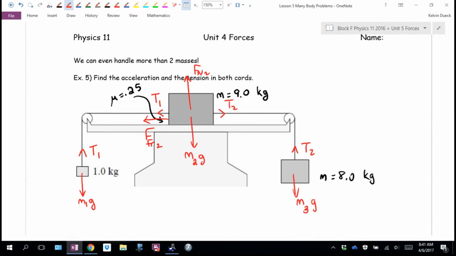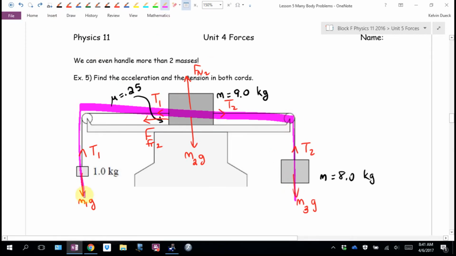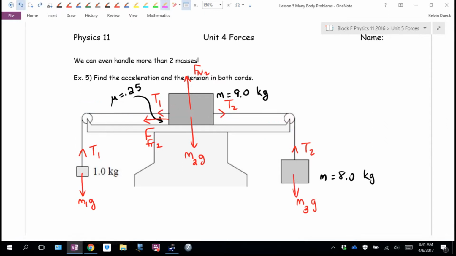Ready? What's the first thing they wanted me to find? Acceleration. We're going to do that by writing an equation for the whole string. We're going to write an equation like that. That's going to be our equation. What's causing this whole thing to accelerate in the first place? The 8 kilogram. What force from the 8 kilogram? Can we use more nouns and less pronouns? What particular force on mass 3 on that diagram?